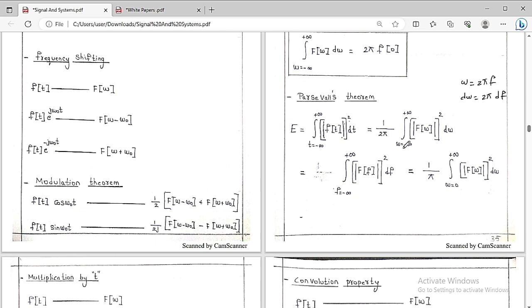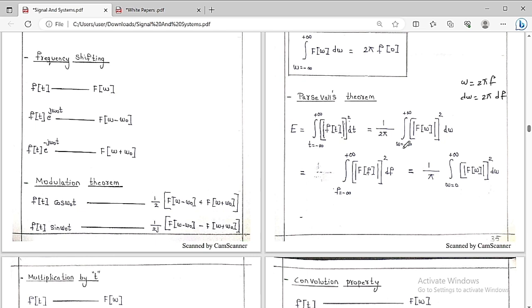The magnitude of the Fourier transform, the magnitude spectrum, is always an even signal. Because the magnitude spectrum is always an even spectrum, we can say finally 1 by 2 pi into 2 times the integration from omega is equal to 0 to plus infinity of mod of f of omega whole square d omega. So 2 cancels, and we are going to get finally 1 by pi integration from omega is equal to 0 to plus infinity of mod of f of omega whole square d omega.